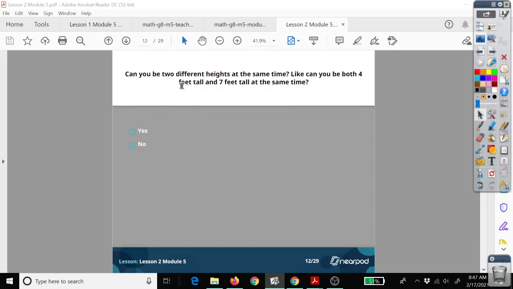Can you be two different heights at the same time? Like, can you be both 4 feet and 7 feet tall at the same time?